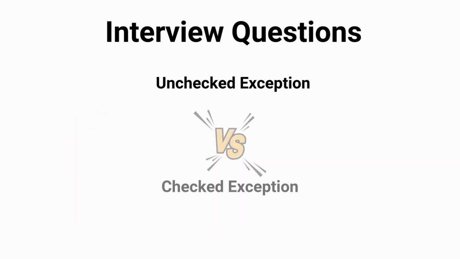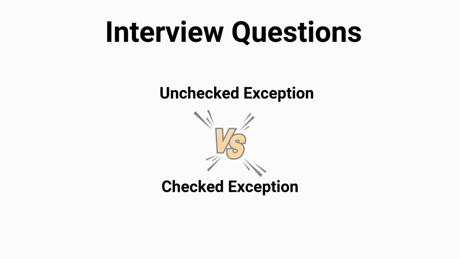So a checked exception like IO exception must be handled. Unchecked exceptions like null pointer exception and array index out of bounds exception occur at runtime and don't require mandatory handling. Then let's move on to the next question.